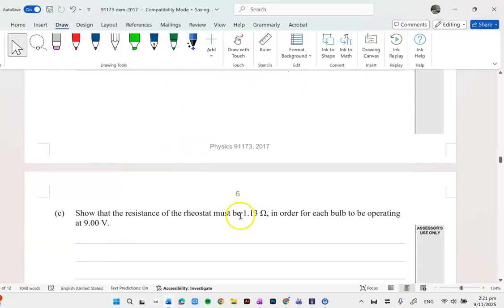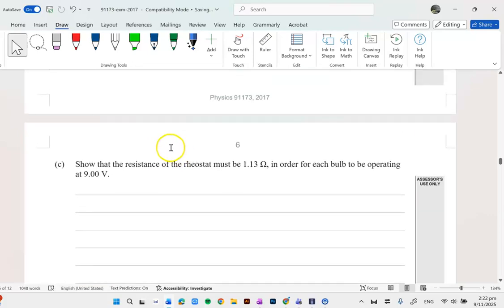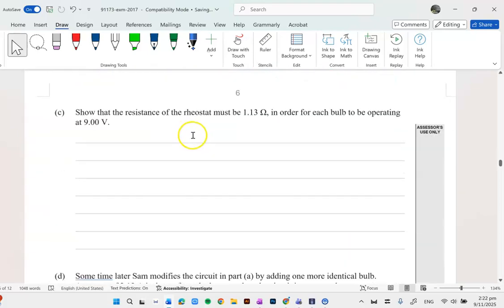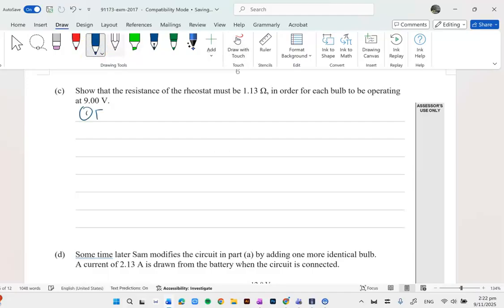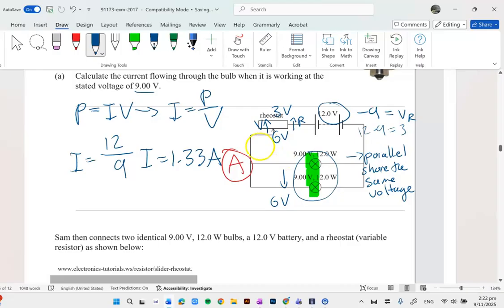Okay, next question. Show that the resistance of the rheostat must be 1.13 ohms in order for each bulb to be operating at 9 volts. Okay, so we can start off by finding the total current. I just means current. So we know from our previous part, we found that the current flowing through one bulb was 1.33 amps. So that means there must be 1.33 times 2, which is 2.67 amps in the whole circuit.